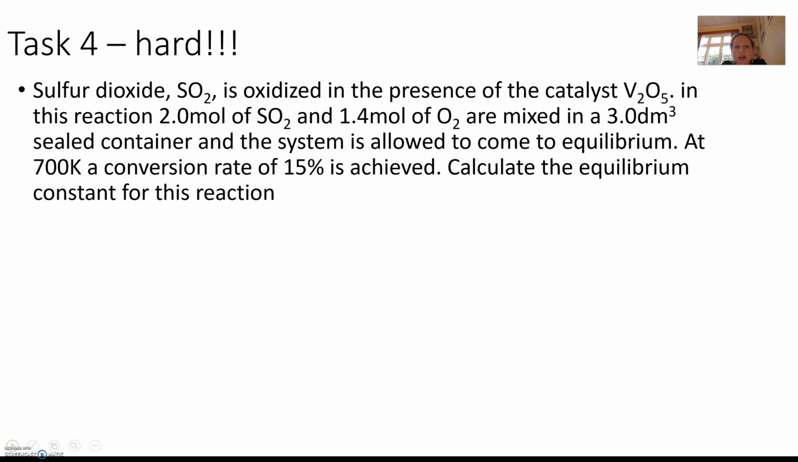All right, so this one's quite a hard task. Sulfur dioxide is oxidized in the presence of a catalyst, vanadium oxide. In this reaction, 2 moles of SO2 and 1.4 moles of O2 are mixed in a 3 decimeter cubed container, so don't forget about that, and the system is allowed to come to equilibrium. At 700 K, a conversion rate of 15% is achieved. Calculate the equilibrium constant for this reaction. Now, I know this is a 3 decimeter cubed question, but my advice is actually to leave these as moles because they're kind of annoying numbers as is, and then at the end divide your final answer by 3.